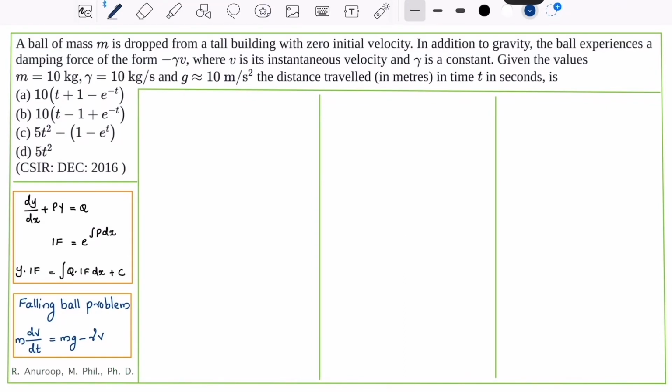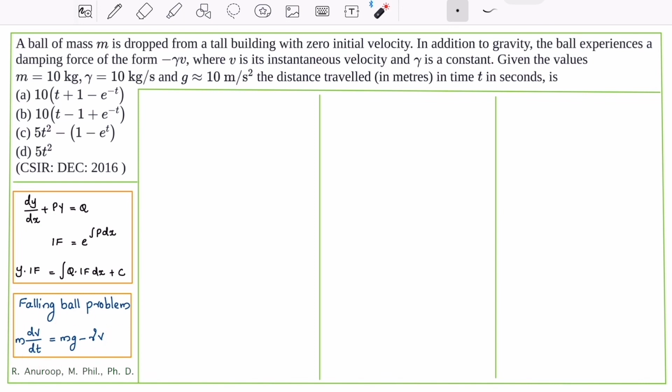Problem 205, Classical Mechanics. The question is, a ball of mass m is dropped from a tall building with zero initial velocity. In addition to gravity, the ball experiences a damping force of the form minus gamma v, where v is its instantaneous velocity and gamma is a constant. Given the values of m equal to 10 kg, gamma equal to 10 kg per second, and g equal to 10 meter per second square, the distance traveled in time t seconds is.